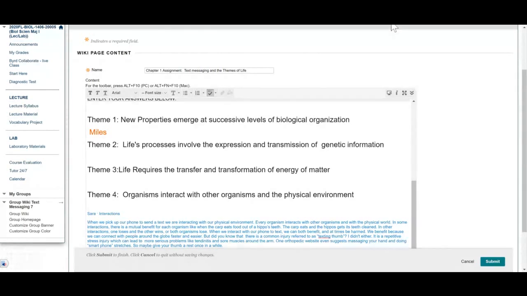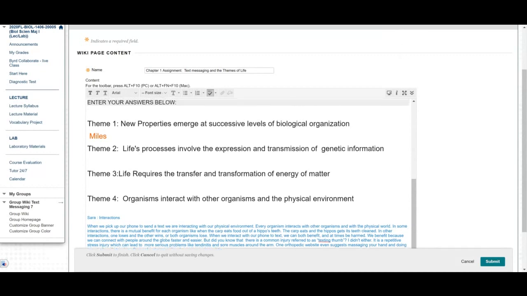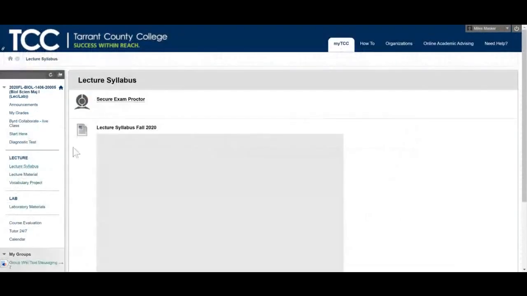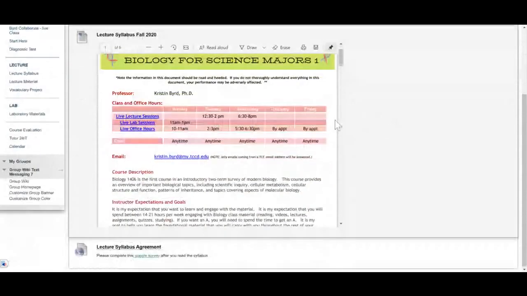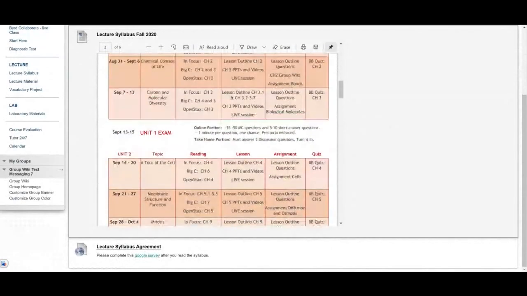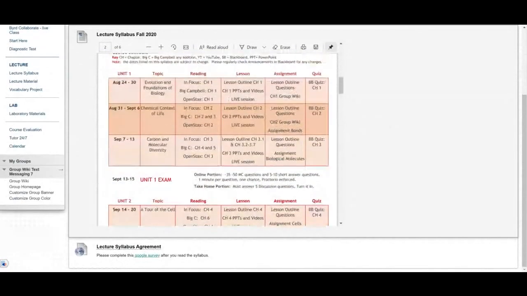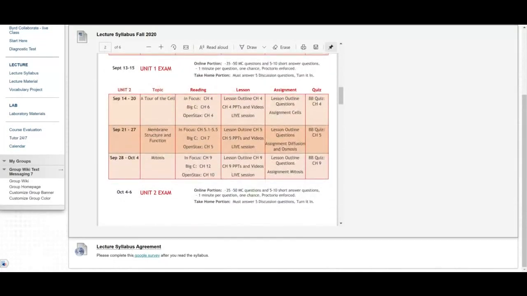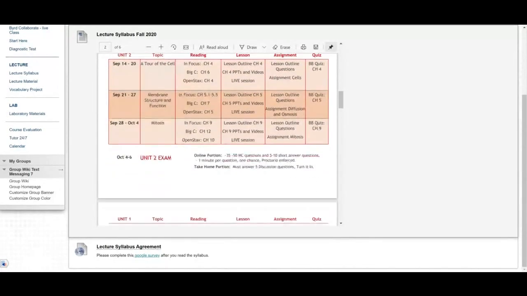Are these due every week, or is it just a one-time assignment? I'll scroll up and look at the lecture syllabus real quick. It's over here on the left. Then scroll down a little bit till you see the weeks. So you can see here, go back up a little bit. Week 1 has a group wiki, so does week 2, and then week 3 doesn't. So go ahead and scroll down. And you'll have a different group. Keep scrolling.